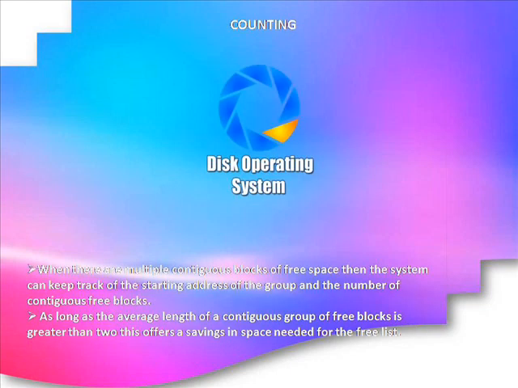Counting. When there are multiple continuous blocks of free space, then the system can keep track of the starting address of the group and the number of continuous free blocks. As long as the average length of the continuous group of free blocks is greater than 2, this offers a savings in space needed for the free list.